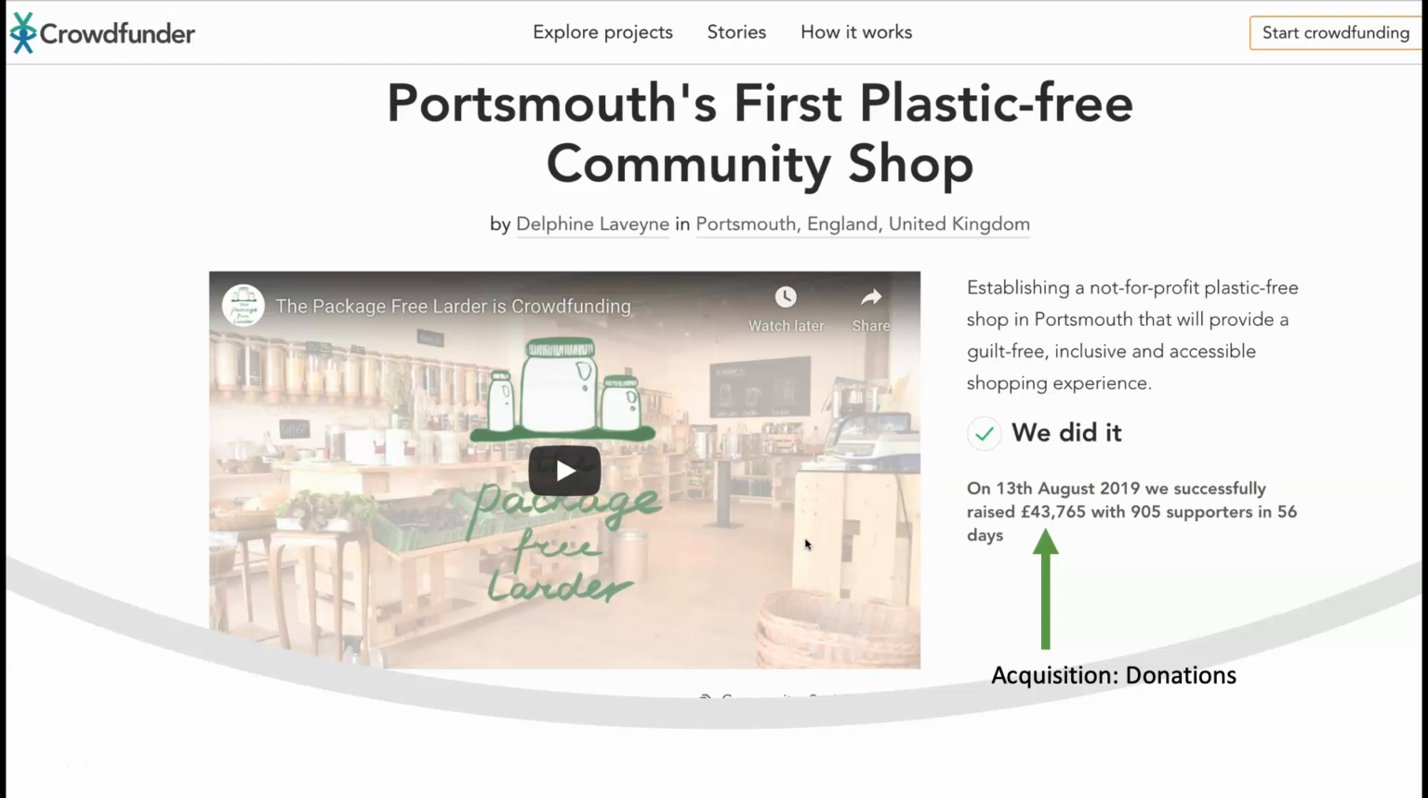So we got £43,765, and that came from 905 supporters over 56 days, so a couple of months. That was our particular objective, and achieving that objective helped us fulfil the overarching objective, which is to provide a plastic-free supermarket to the community in Portsmouth, providing inexpensive groceries that are also environmentally friendly.